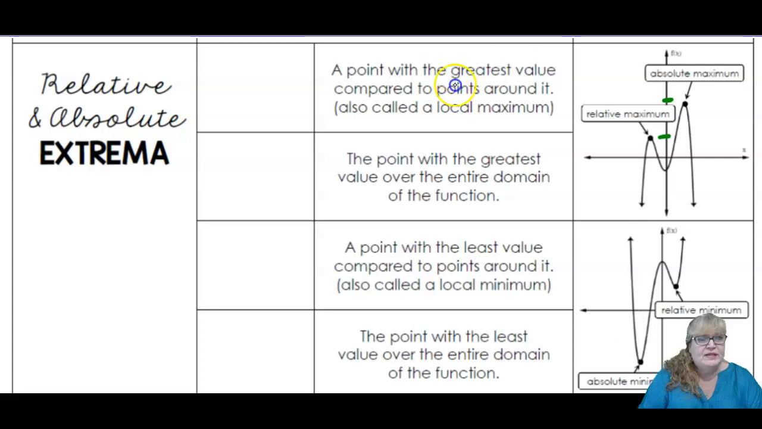So a point with the greatest value compared to points around it is called a local max or a relative max. I kind of like the term local better because that means it's in this location only. When the greatest value over the entire domain of the function is the highest it ever gets, then it's the absolute max.